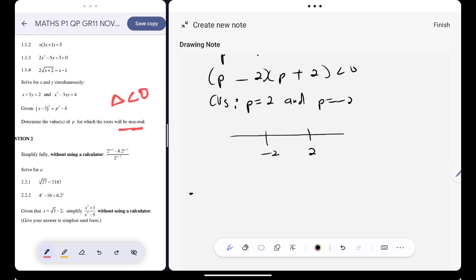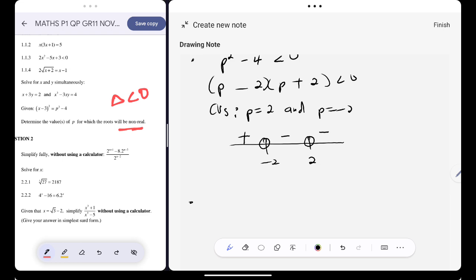Minus 2 and 2. They are not included. In front of them I have positive signs, so they have the same sign. I want the values of p that will make this less than 0 according to that statement. Less than 0 is where I see a minus, so p will be between negative 2 and 2. Right, together.